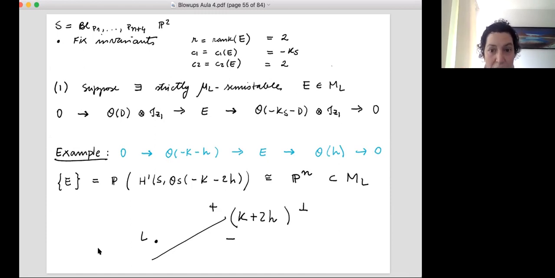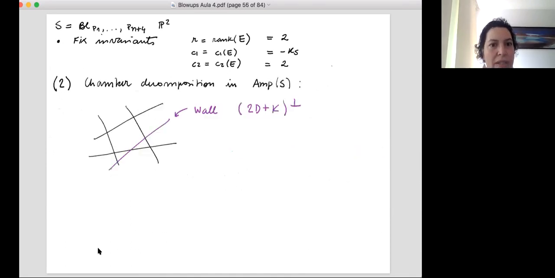Okay, so in this way, if I take my ample line bundle L in a suitable way, and I will tell you exactly what this line bundle will be soon, you get a P^n as a moduli space. Okay, so this is one example, but now let me say how we can do this in general. I will define now what we call a chamber decomposition on the ample cone. So this is how I define this. I consider as walls all the hyperplanes that are defined in this way, (2D plus K) perp.